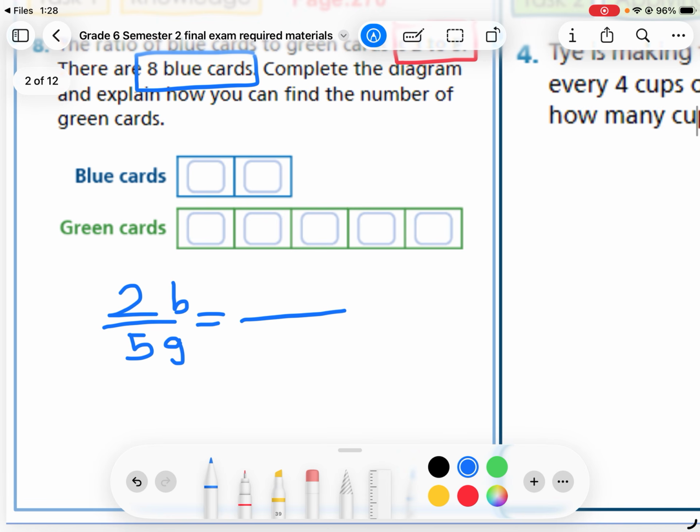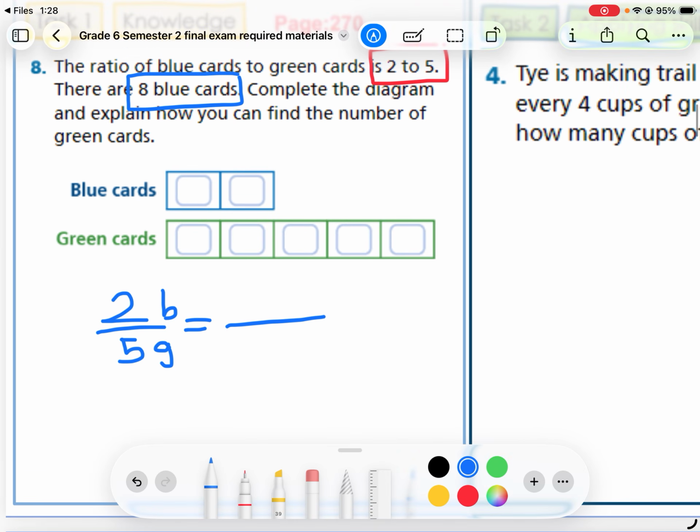Now, on the other side, I know that I have 8 blue cards. So you have to match the units correctly. So 8 blue cards, where should I put it? Shall I put it up as the numerator or shall I put it down? You need to match the units. Blue must face the blue, okay? So I'm going to put 8 opposite to the blue cards. And down, for every 8 blue cards, how many green cards do I have? I don't know, I will put X, okay?